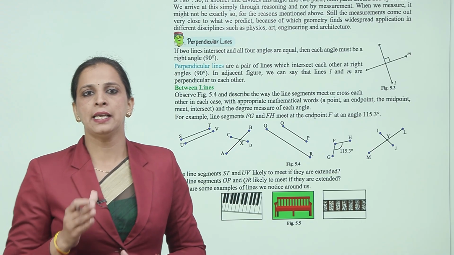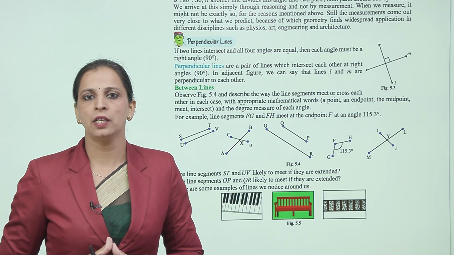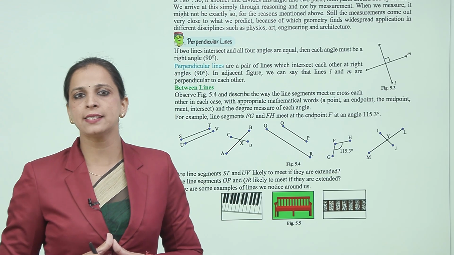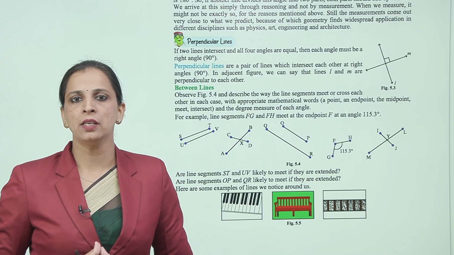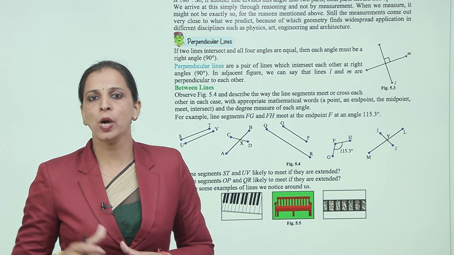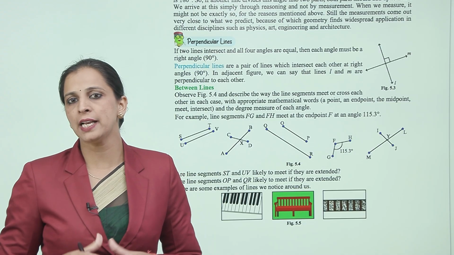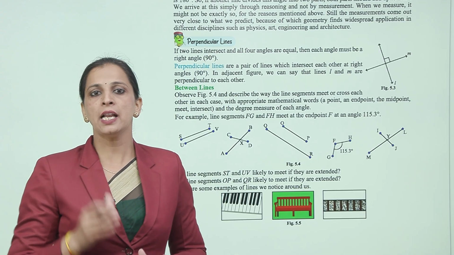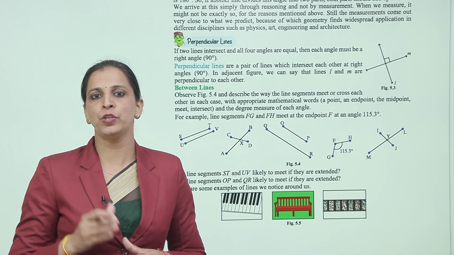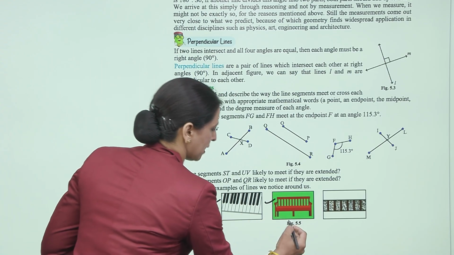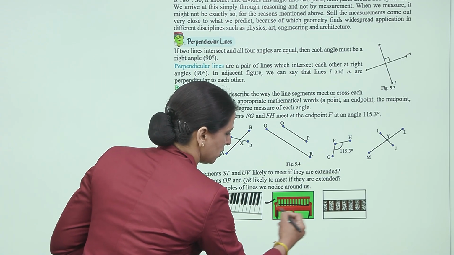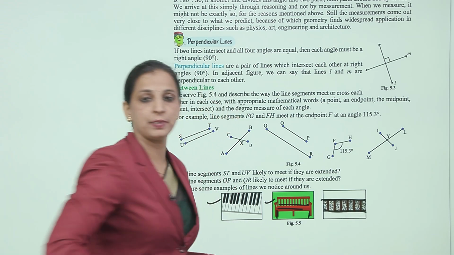Are line segments ST and UV likely to meet if they are extended? Yes. Are line segments OP and QR likely to meet if they are extended? No. Here are some examples of lines we notice around.